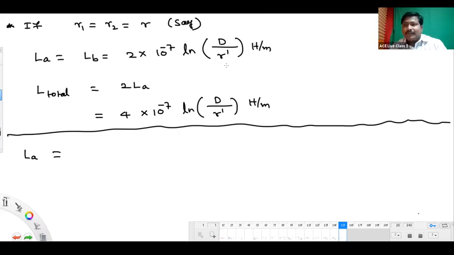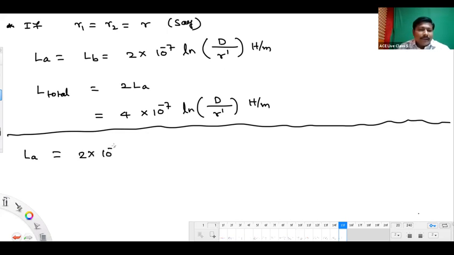Whichever term depends only upon the distance between the conductors, we call it the mutual term, mutual between conductor A and conductor B, or you can say forward to return. So I'm rewriting that LA.